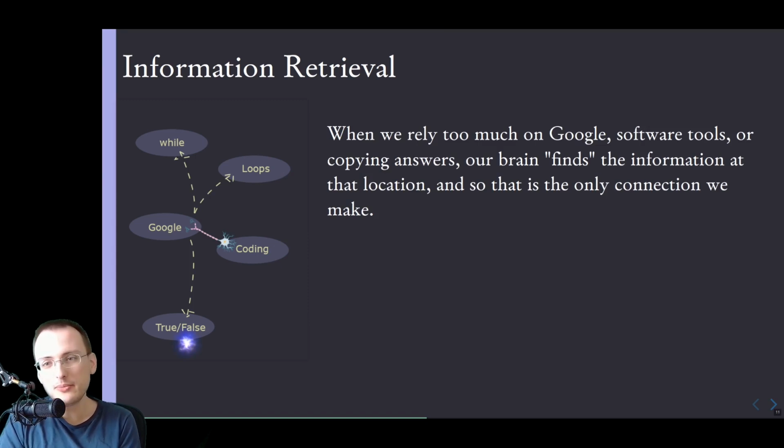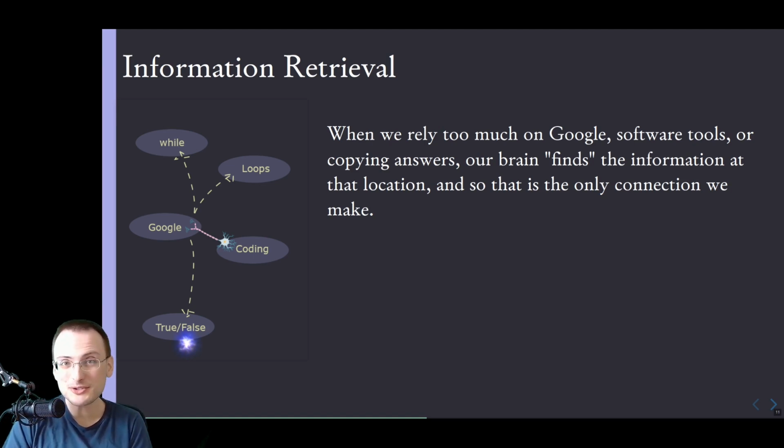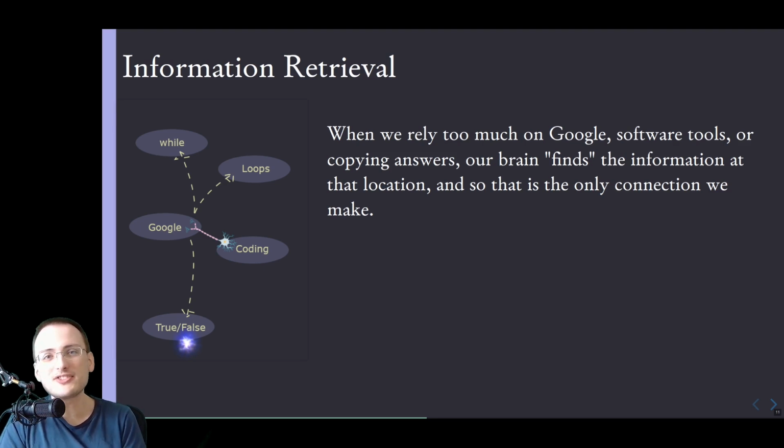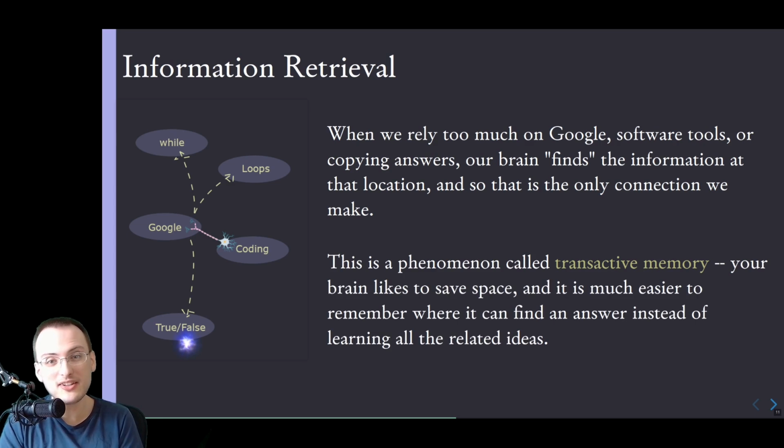So when we rely too much on Google or software tools that do bits for us, AI, copying answers from other people, anything that externalizes this process of information retrieval, if the place we're retrieving from is not actually our brain, then the place that our brain is finding that information is the location. And like I said before, the brain is a pretty lazy organ. And so the thing that it's going to record, the connection that it's going to make, is directly to that external source.